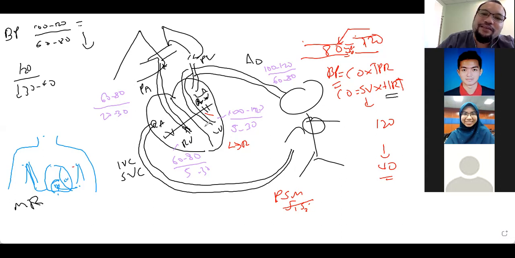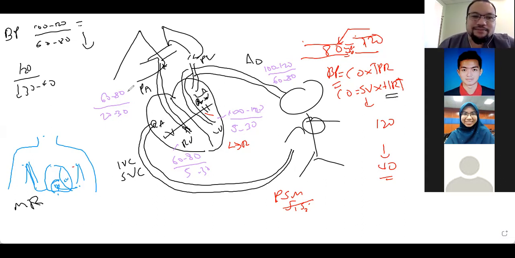Sama kan? So fluid sepatutnya daripada left ventricle dia pump ke aorta. Sekarang ni dia pump pergi ke atrium balik sikit. So apa jadi? Kurang blood pergi ke AO. Sepatutnya reduce systolic BP. So apa body buat? Body akan increase heart rate, increase stroke volume. So jadi left ventricular hypertrophy and so on so forth. Okay. So this is MR.